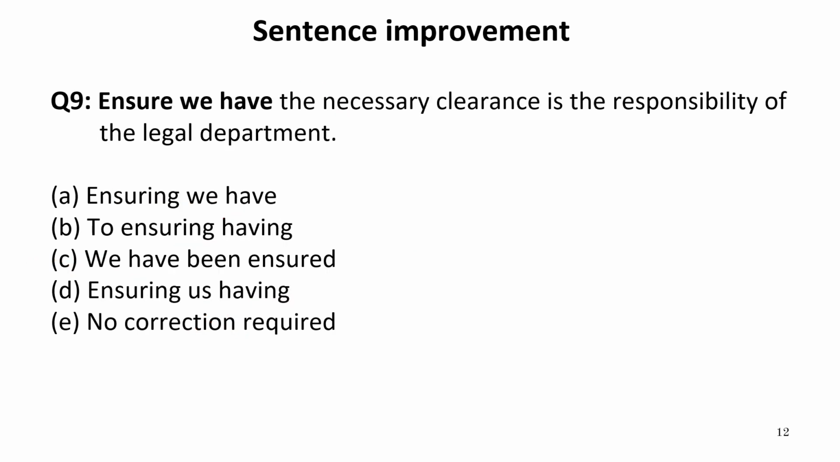Ensure we have the necessary clearance is the responsibility of the legal department. Now, is here shows that the word which is required over here should be a noun or you can say gerund. Now, if we see this word ensure we have, this is actually ensure is a verb, but we need a gerund. Gerund means verb with ing. Therefore, this ensure we have is incorrect. So, no improvement required cannot be the answer.